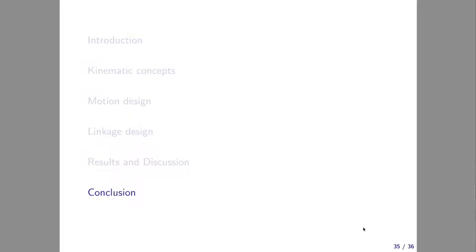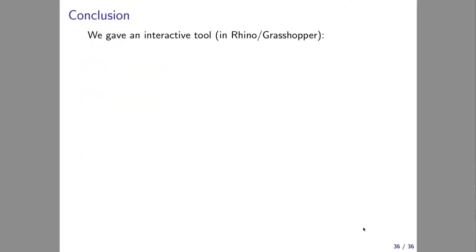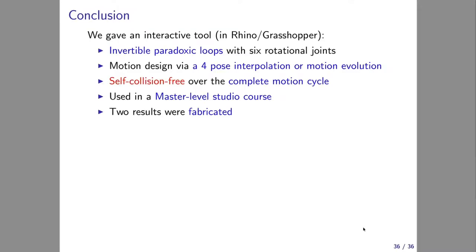Now let's come to my conclusion. We gave an interactive tool in Rhino Grasshopper such that we can build this invertible paradoxical loop with six rotation joints and the motion design for the four-pose interpolation or motion evolution. And the linkages are self-collision free over the complete motion cycle. We also implemented this in a master level studio course, and the results were even fabricated.